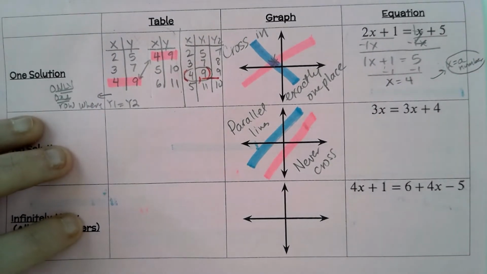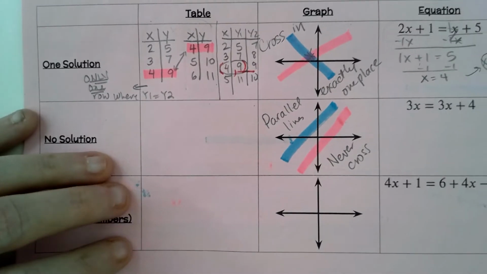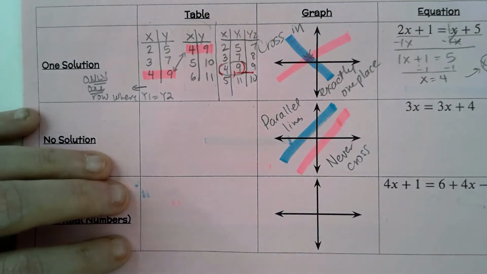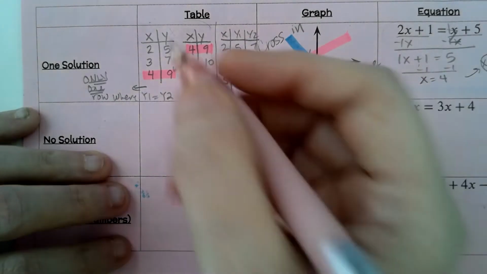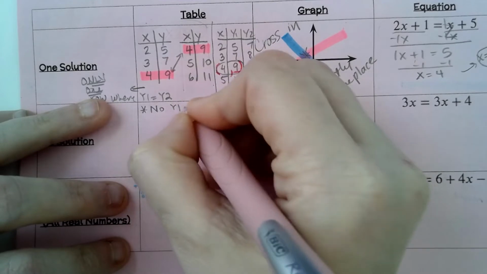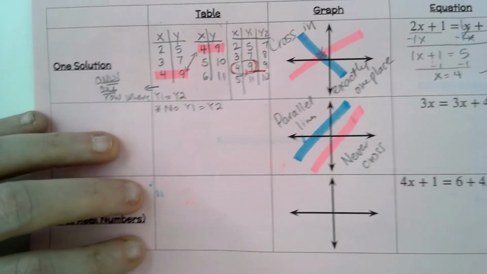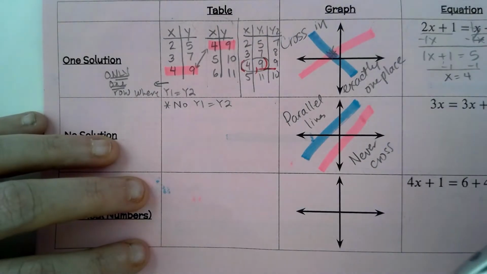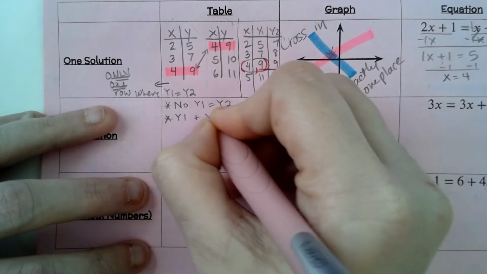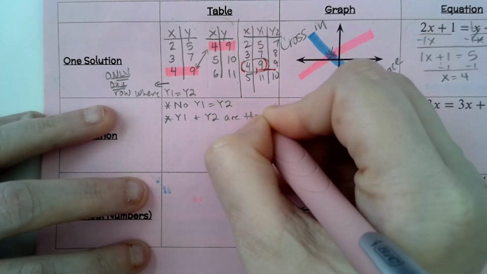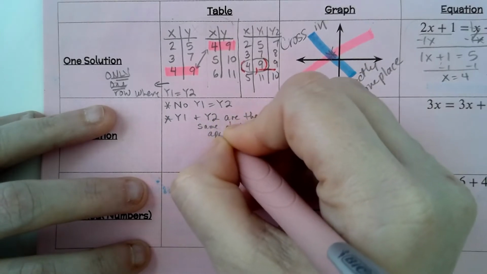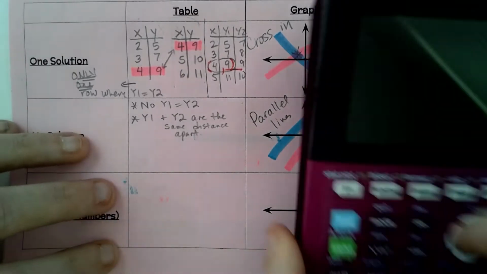For the table it is a little trickier. So I'm going to have us write this down, and then we're just going to be looking at what it looks like in the calculator. It's a little trickier with the table because I'll just show you why. So no y1 is equal to a y2. So no y1 and y2 are equal. You never see a row where y1 and y2 are equal. y1 and y2 are the same distance apart. Okay, so let's talk about what that means.